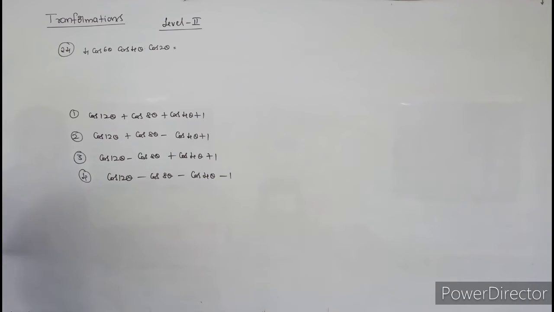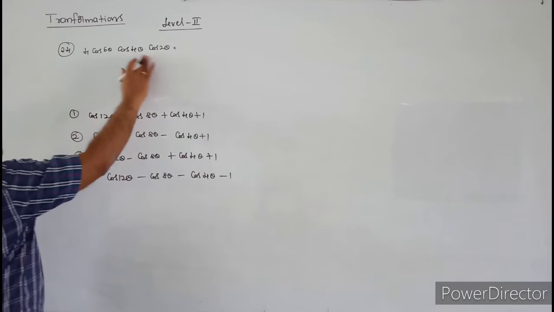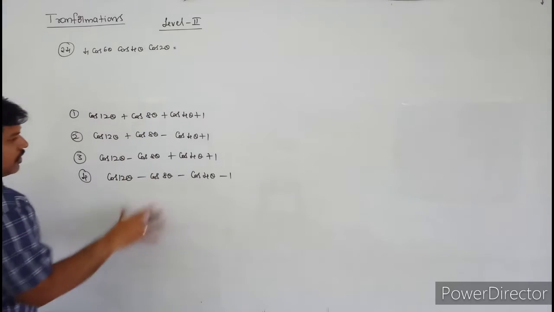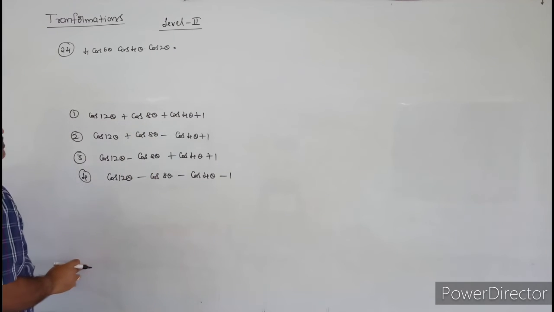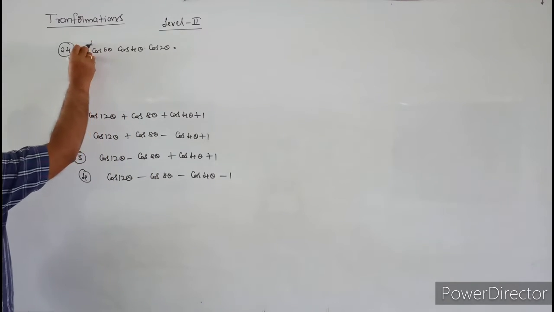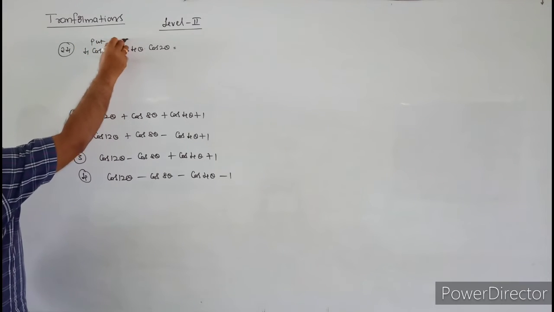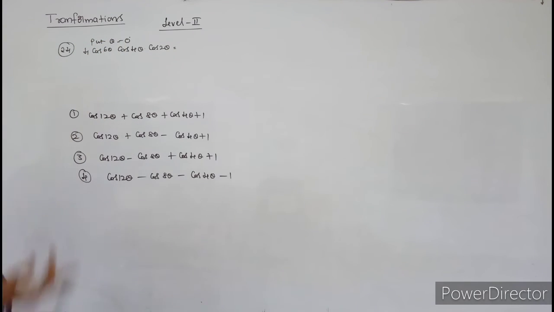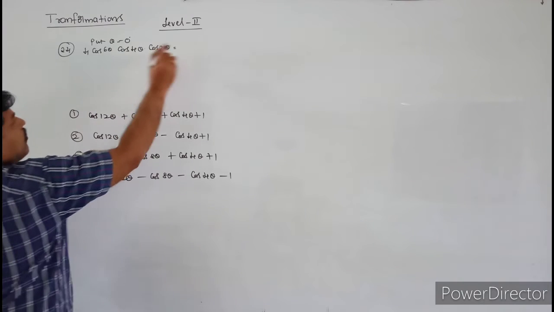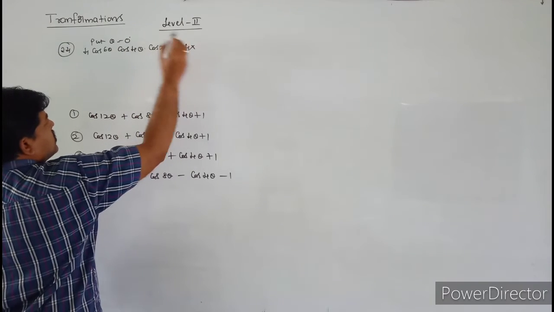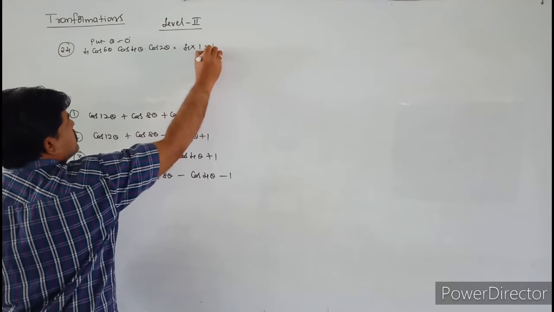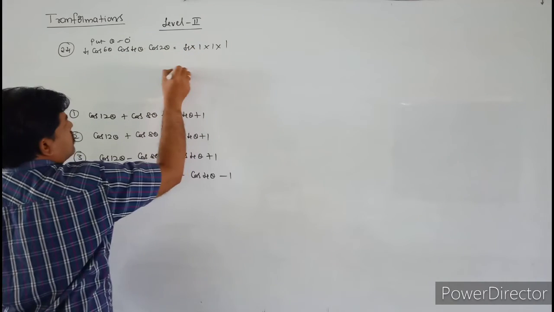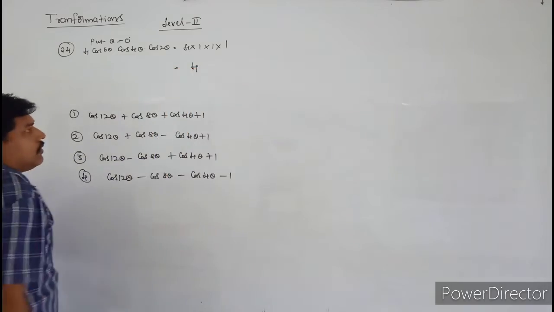So here we will do that in two methods. So see this one here first. 4 cos 6 theta, cos 4 theta, cos 2 theta is given in terms of thetas also. So what I will do is put theta equal to 0 degrees. Put theta equal to 0, what happens? 4 into cos 0 is 1, cos 0 is 1, cos 0 is 1. So the answer will become 4 only.